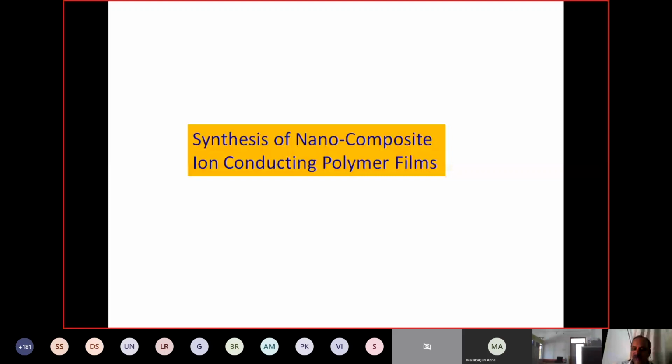So to increase the conductivity and the transport property, we incorporate nanomaterials in this polymer electrolyte material. We call that a nanocomposite conducting polymer electrolyte material. Okay, how to synthesize this?